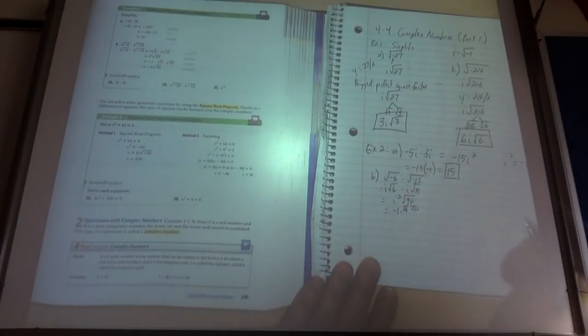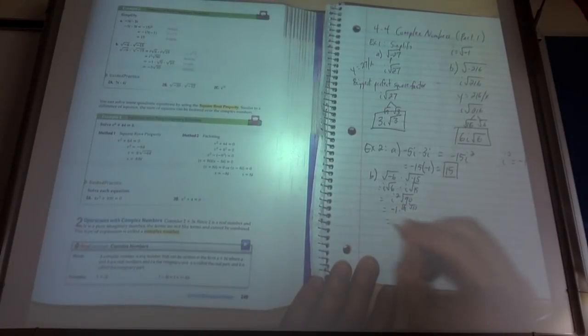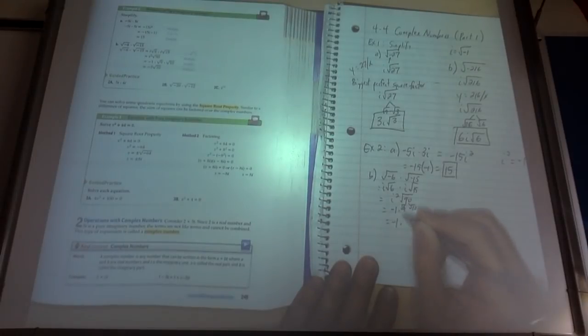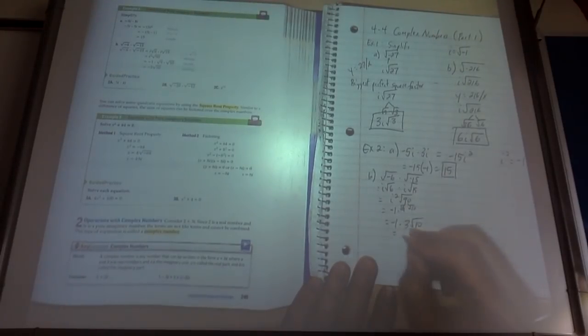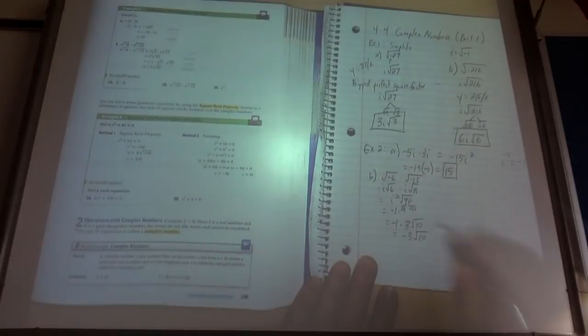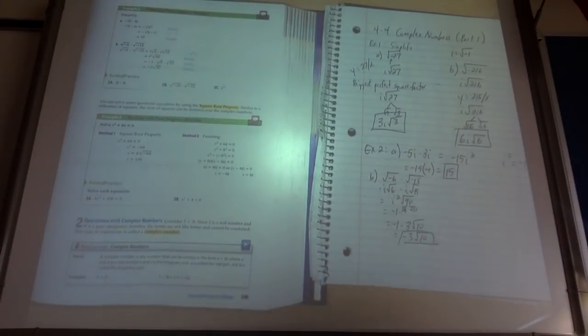Sorry, I didn't give myself much room right there. All right, let me rewrite this. So we have negative 1 times. Remember, I am pulling this out. That radical 9 is 3. I'm leaving radical 10 alone. I can do this math in front. Negative 1 times 3 is negative 3, and that turns into negative 3 radical 10 is our simplified answer. All right, let's see how it goes.